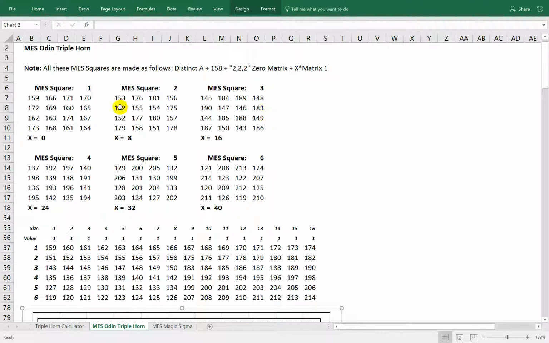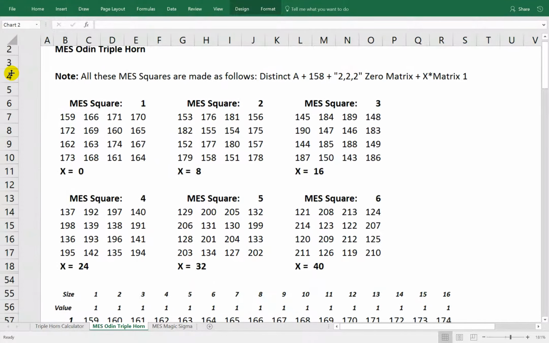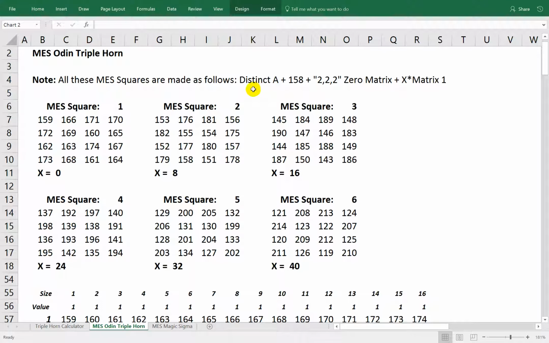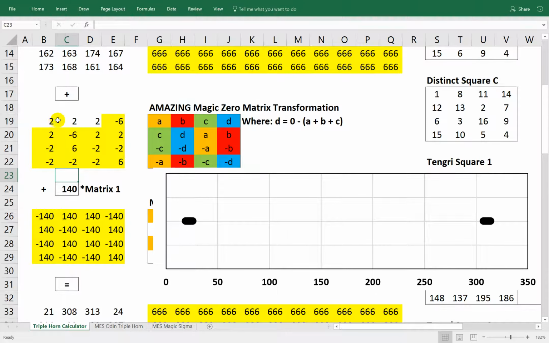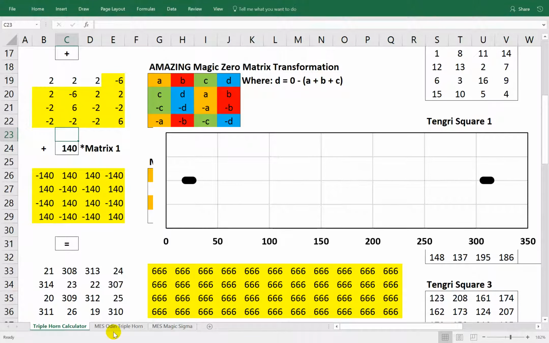So what I've done is that exact same thing. All these magic squares are made as follows: add 158 to everything, then plus the 2, 2, 2 matrix, then X times matrix 1. Again, the 2, 2, 2 is just this. You put these 2's inside, and everything gets changed up like that.